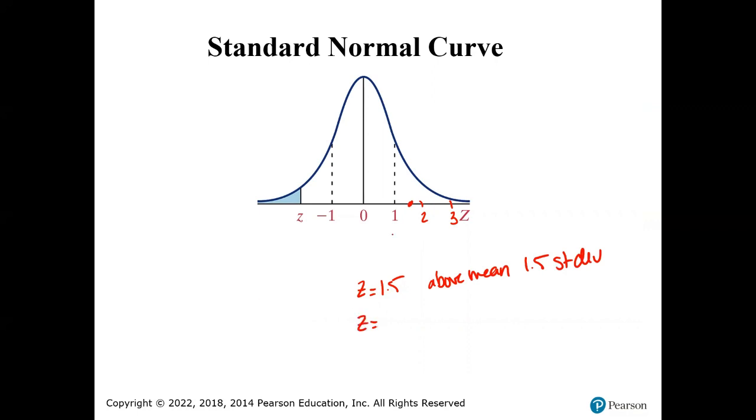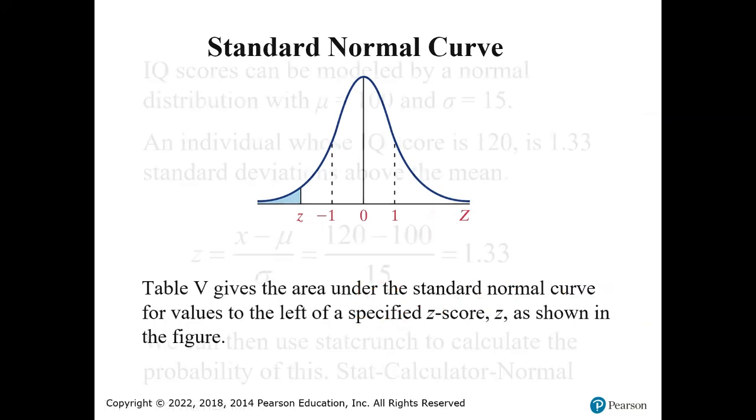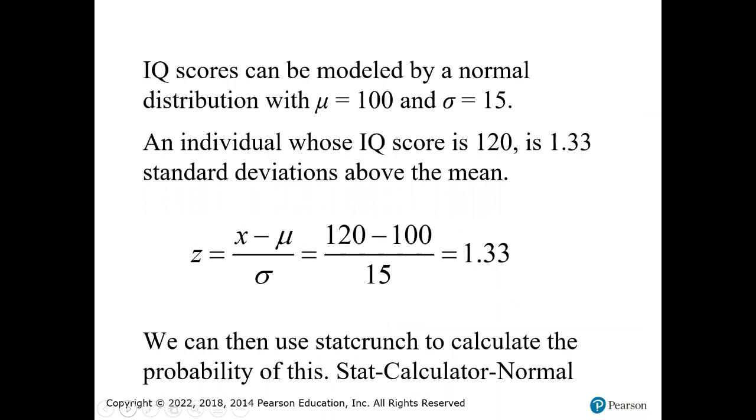If I had a z of negative 0.75, negative means that I'm below the mean by 0.75 standard deviations. So it's a way to tell me where my data value falls in relation to the mean and the average. For example, IQ scores are modeled with a normal distribution. The average IQ score for the entire population is 100, and our standard deviation is 15.